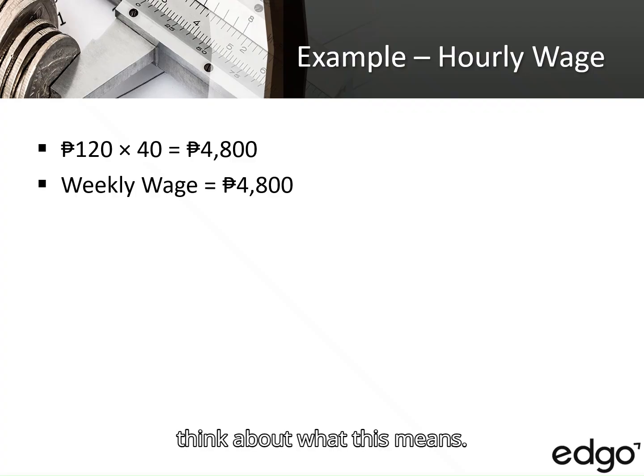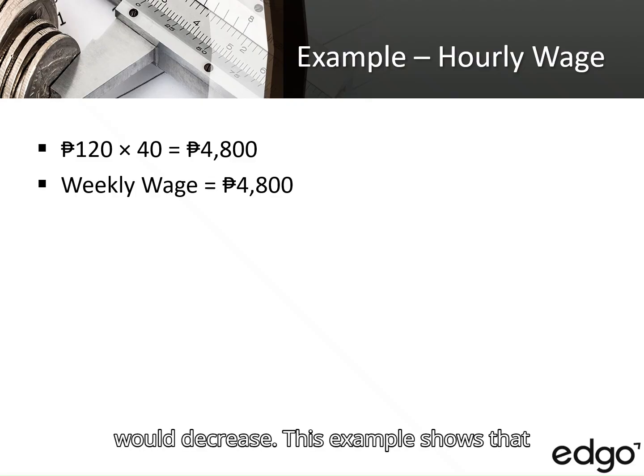Let us think about what this means. Suppose Jerome worked 50 hours instead of 40. Would his earnings increase or decrease? Correct. They would increase. What if he worked only 30 hours? His earnings would decrease. This example shows that hourly wages depend directly on the number of hours worked. The more hours worked, the higher the earnings, provided that the hourly rate remains the same.